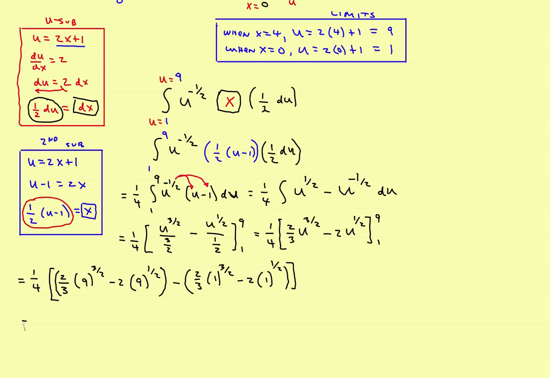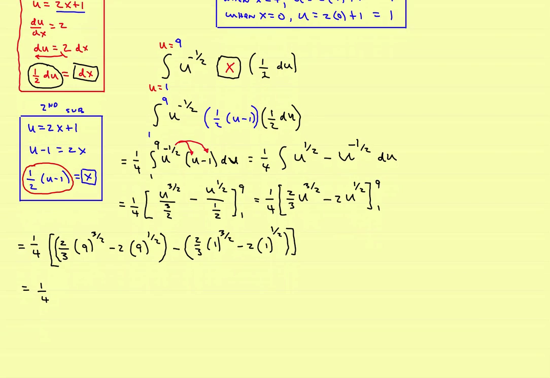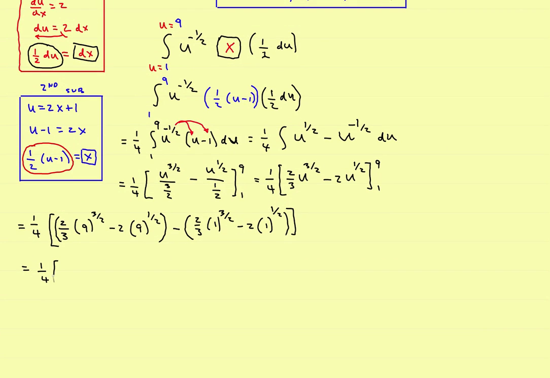Okay, now we'll take that and make it be 1/4 of, and again, scoot it up just a little bit. Now think of this as being the square root of 9 is 3, cubed would be 27, so this will turn into 2/3 of 27 minus 2 times, and 9 to the 1/2 is like the square root of 9, which would be 3. Then minus, now 1 to any power is 1, so this will become 2/3 minus, again, the square root of 1 is 1, minus 2.